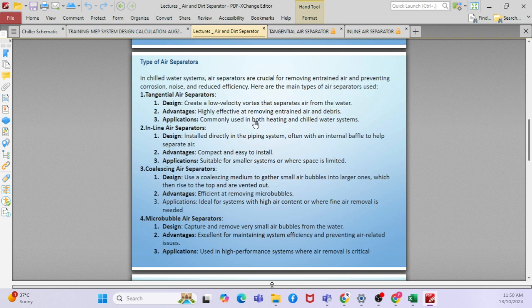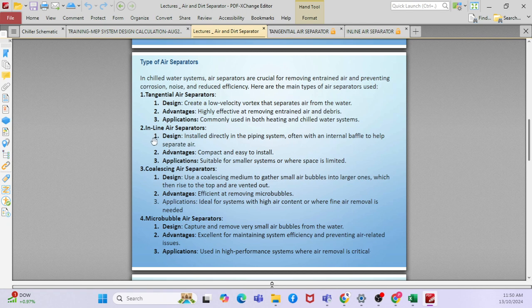This is just a small component which is installed in the chilled water network to separate air from the system. That's it. There is nothing like a big calculation. We have to see how to size it properly, which we will see in the coming lecture.